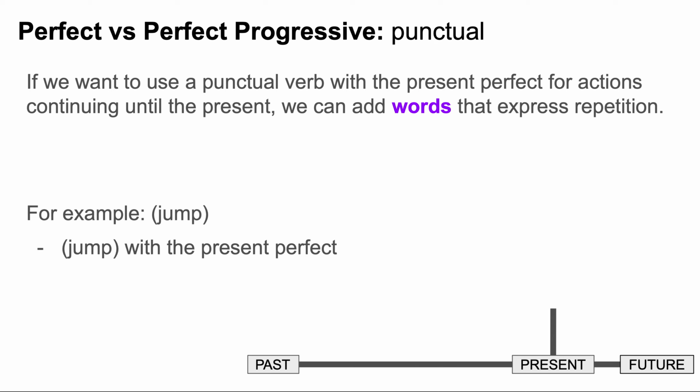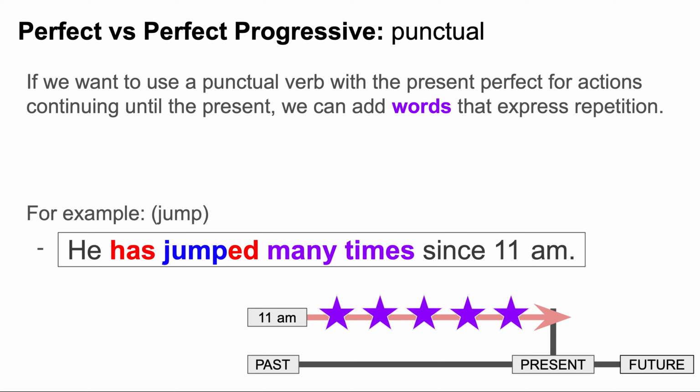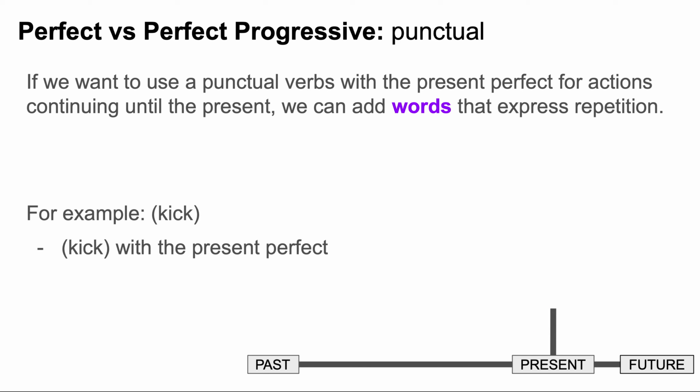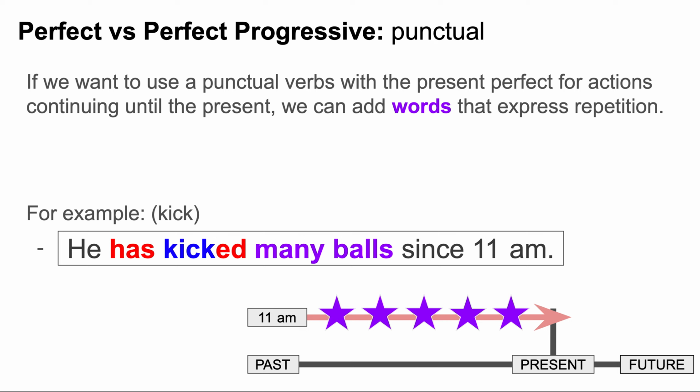If we want to use a punctual verb with the present perfect for actions continuing until the present, we can add words that express repetition. For example, he has jumped many times since 11 a.m. Here the action is repeating. Another example with kick. He has kicked many balls since 11 a.m.